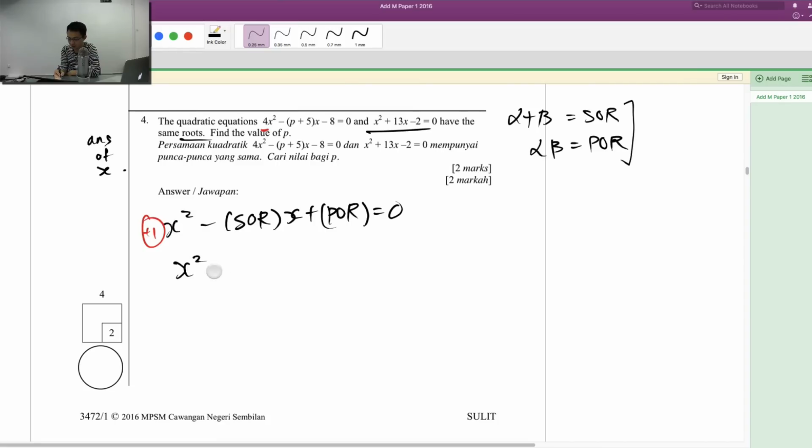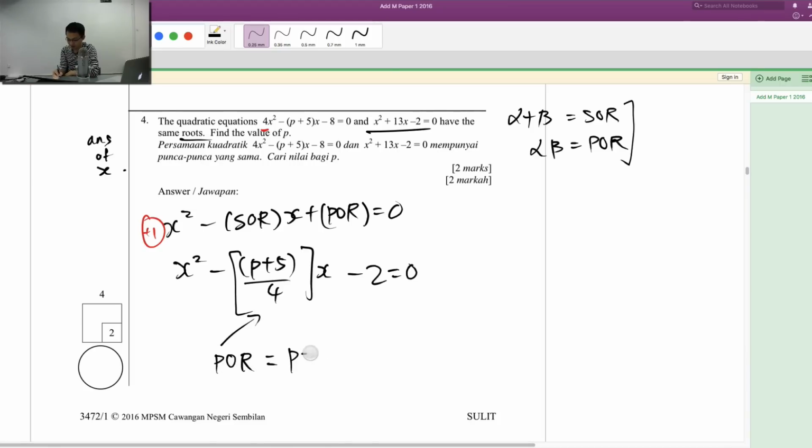So actually it's x squared minus p plus 5 over 4 x, I mean the whole thing, minus 2 equals 0. I divide 4 for the whole equation. So from here, I know this is my sum of root, that means alpha plus beta equals to p plus 5 over 4.